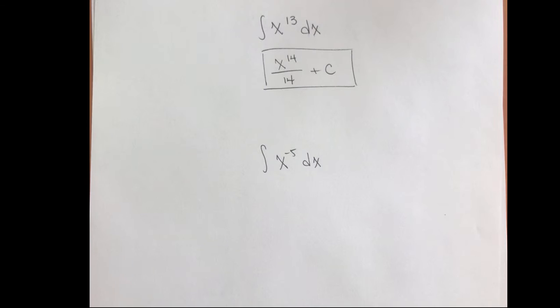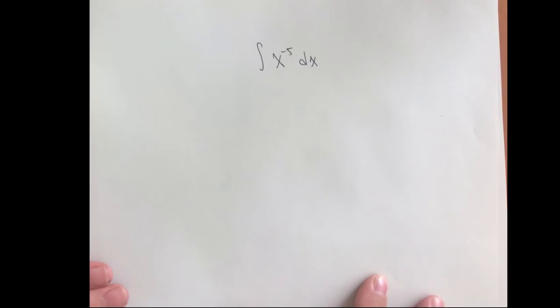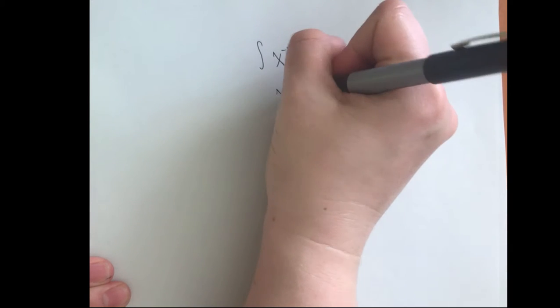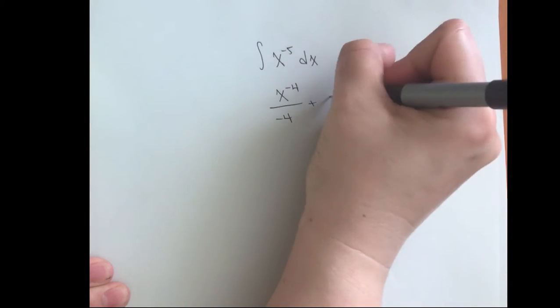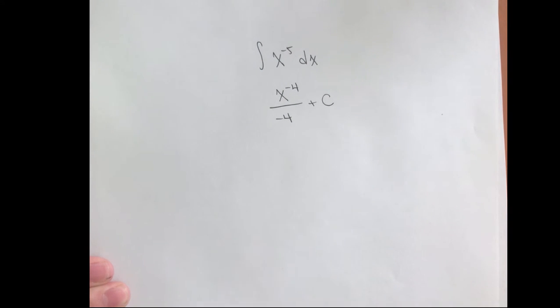If I have a negative exponent, as long as that exponent isn't a -1, we're going to follow the same process. We're going to add 1 to the exponent, divide by the new exponent, and add the constant of integration.